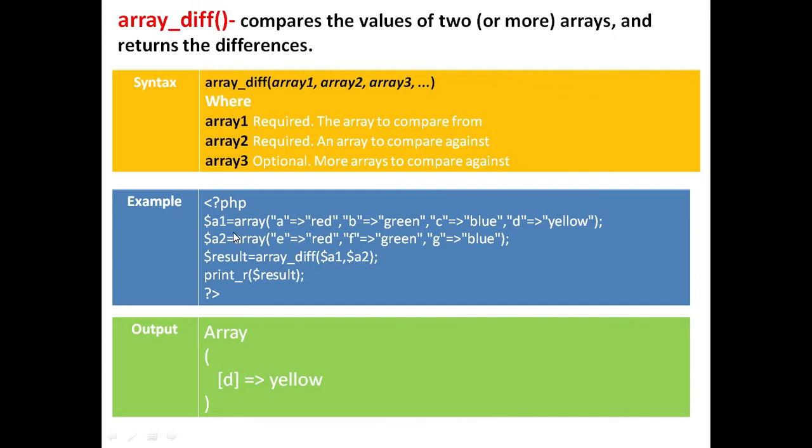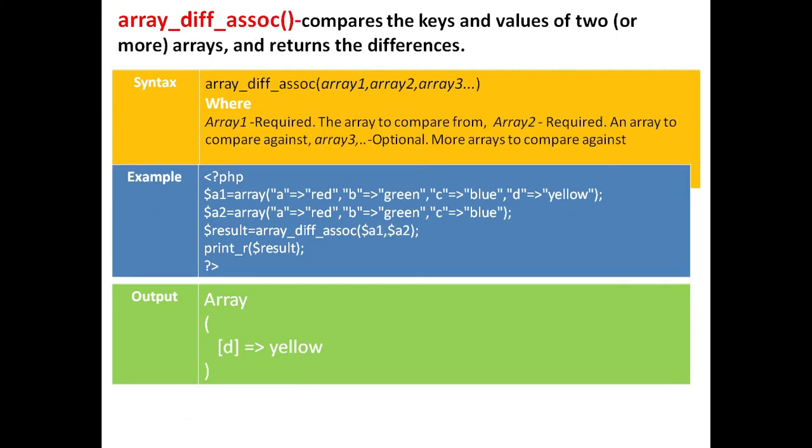Here I defined two arrays A1 and A2 with values red, green, blue and yellow, and when I use the array_diff function with A1 and A2, it will print yellow, which is not common between these two arrays. Next is array_diff_assoc, which compares the keys and values of two or more arrays and returns the differences.